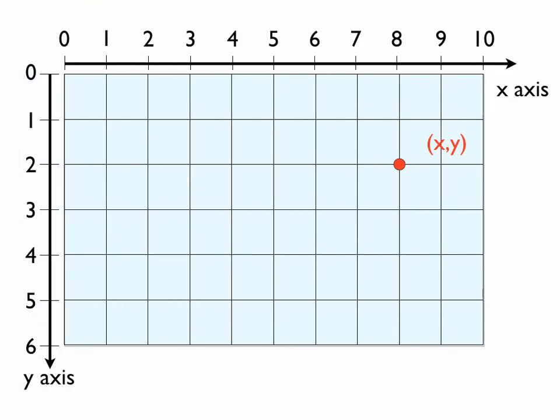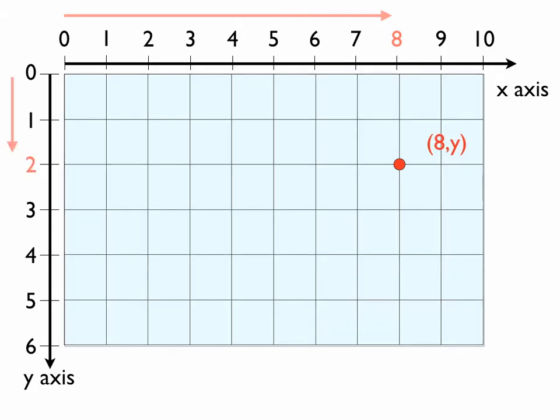What would the coordinates be for this pixel? To reach this pixel, you have to go 8 pixels over on the x-axis, so our x-coordinate is 8, and 2 pixels down on the y-axis, so our y-coordinate is going to be 2.